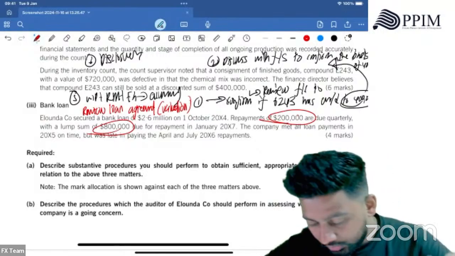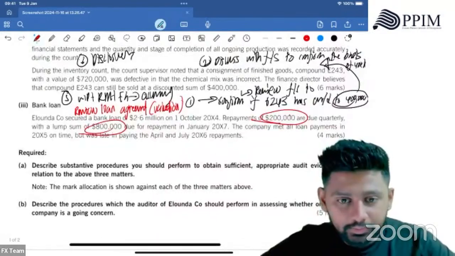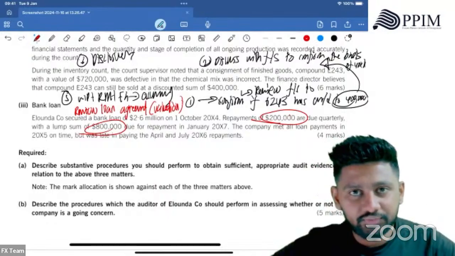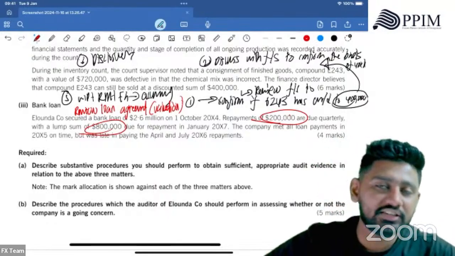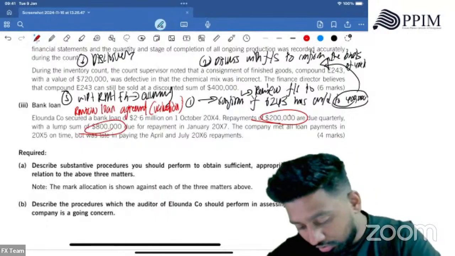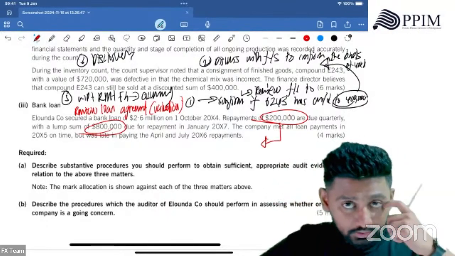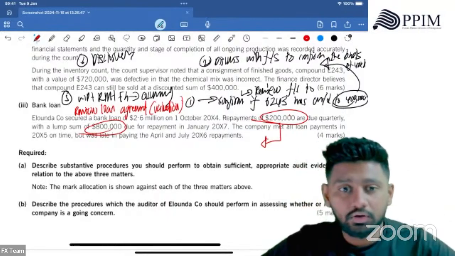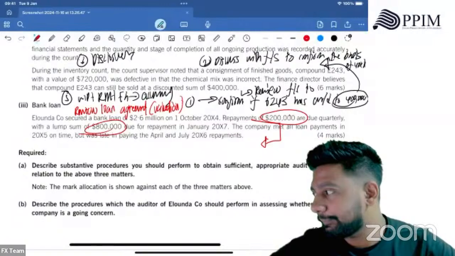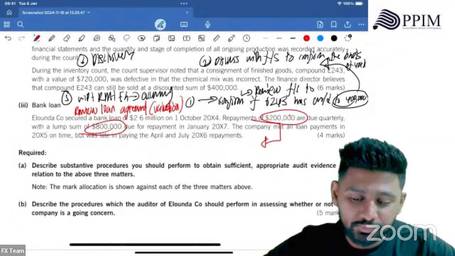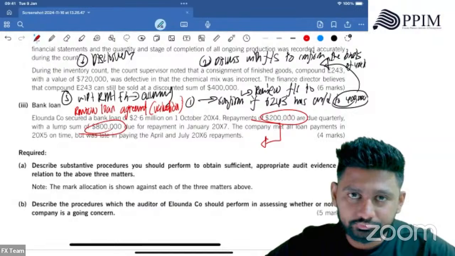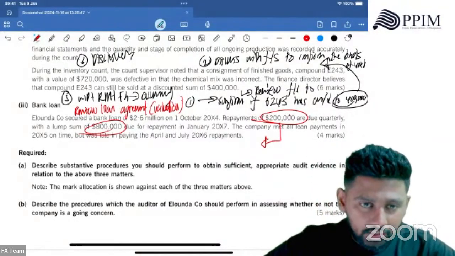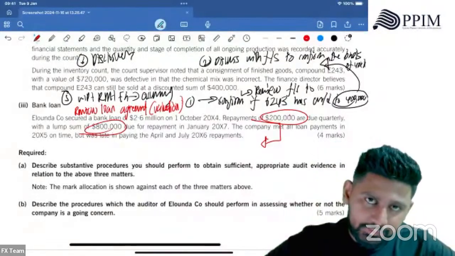Repayments of 200,000 are due quarterly with a lump sum of 800,000 due for repayment in January 2017. Now you are going to make repayments every quarter. You need to confirm if these quarterly payments are being made on time or not. So obviously the second point would be what? How will you know that the payments are going? Where will these payments be reflected?